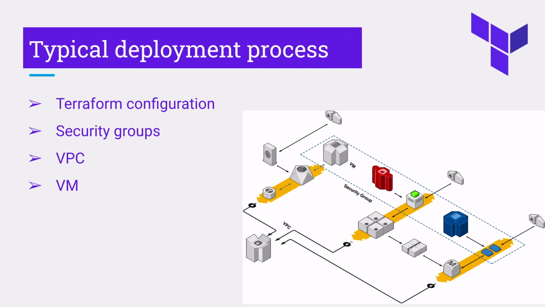So then you have the VPC, which in most cases was applicable to AWS and maybe some of the other cloud providers. I don't know if they call it VPC though, but then you have your VM. So first you configure all these things, and once you do this, you have an entire setup that you'll be able to access.